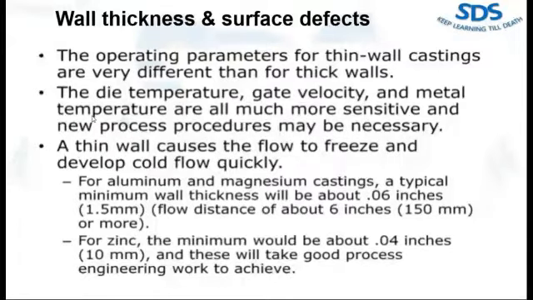So for aluminum and magnesium casting, the minimum wall thickness is about 0.06 inches, which is a typical minimum wall thickness. And for zinc casting, the minimum is about 0.04 inches. To consistently produce good castings with these thin wall thicknesses, a very good job of process engineering is required.